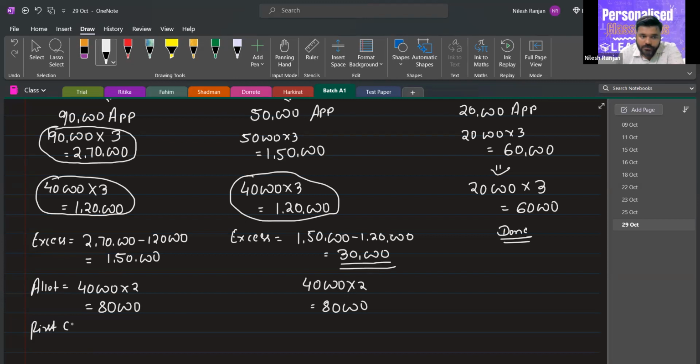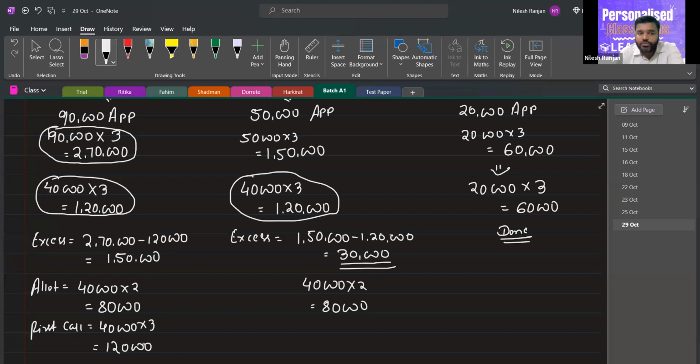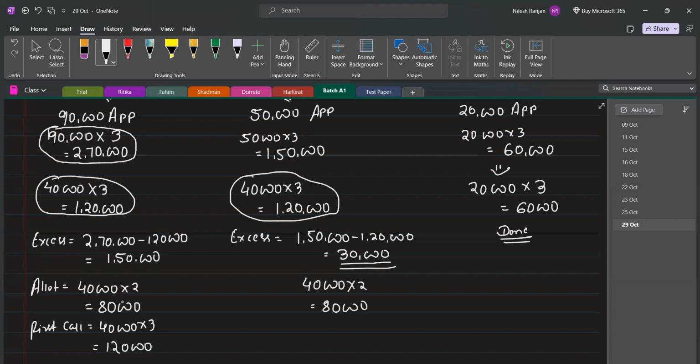Okay. And in the first category, we will utilize 80,000 in allotment. And on first call, we can utilize 40,000 into 3, that is 1,20,000. But the excess application money is not enough to fulfill the full amount of the first call. So it will be 70,000 that we utilize in first call. Now it is clear. There is a little confusing calculation here, but I think it is clear to you both.